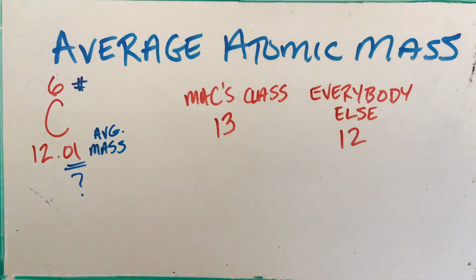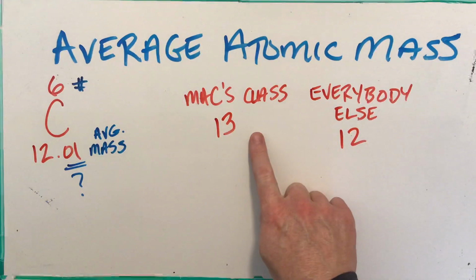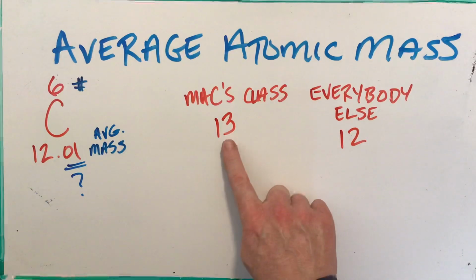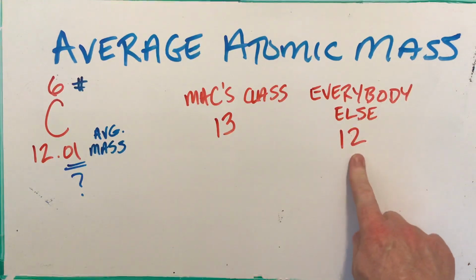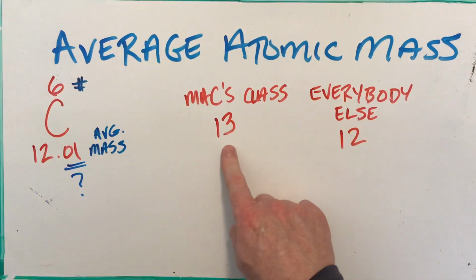Think about it like this. Our class has 25 people. 25 people made 13. Our school has about 1,600 students. That means 1,575 made 12 on the quiz. That's way more people that made 12 than 13.